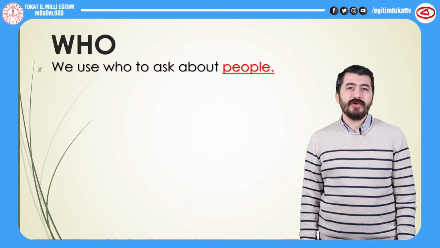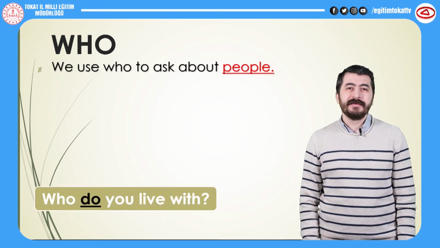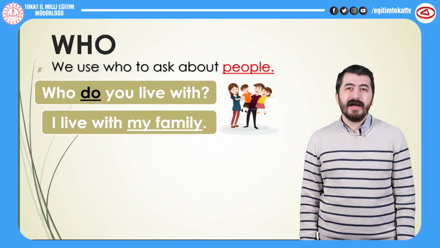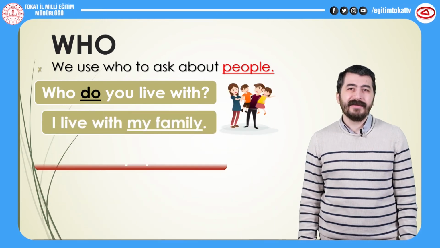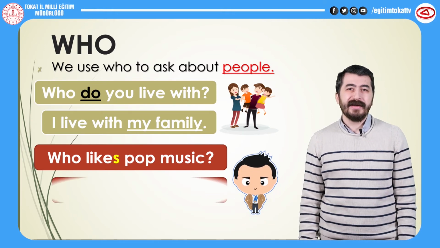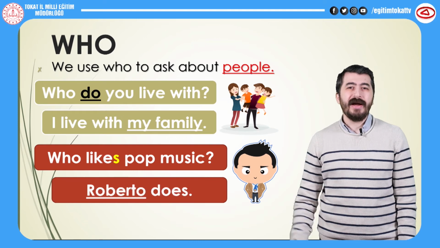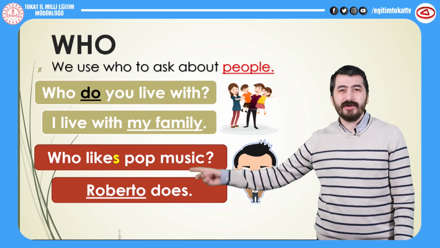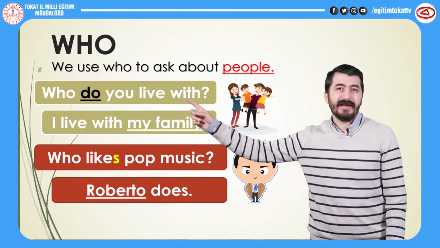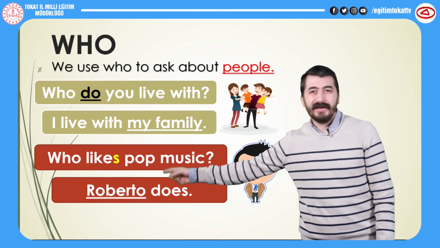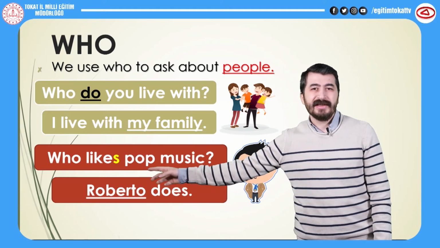Who? We use who to ask about people. Who do you live with? I live with my family. Who likes pop music? Roberto does. We have two different questions with who. Who do you live with? We use it for object, and here we ask for subject.